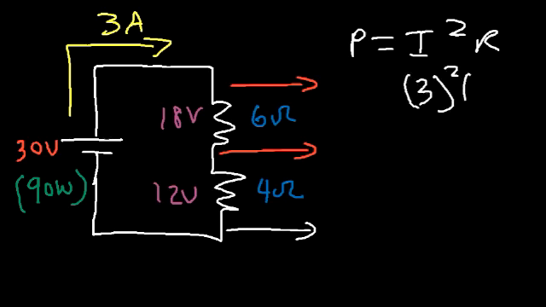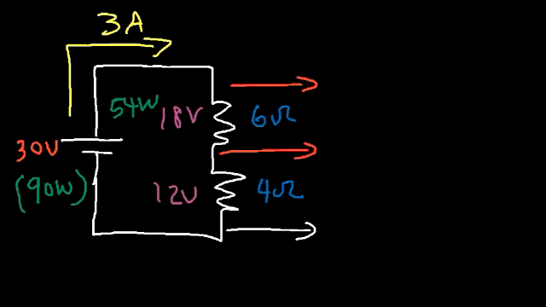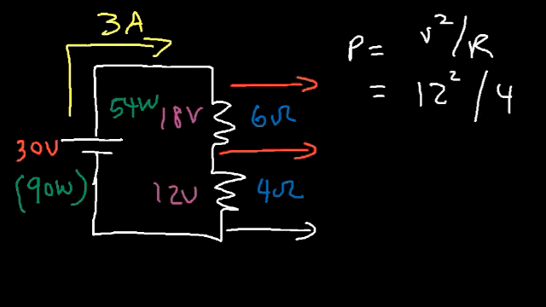So 3 squared times the resistance of 6. 3 squared is 9. That's 3 times 3. And 9 times 6 is 54. So the 6 ohm resistor absorbs 54 watts of power. Now, what about the 4 ohm resistor? How much power does it absorb? Let's use the third form of the equation, V squared divided by R. So the voltage across the 4 ohm resistor is 12, and it has a resistance of 4.